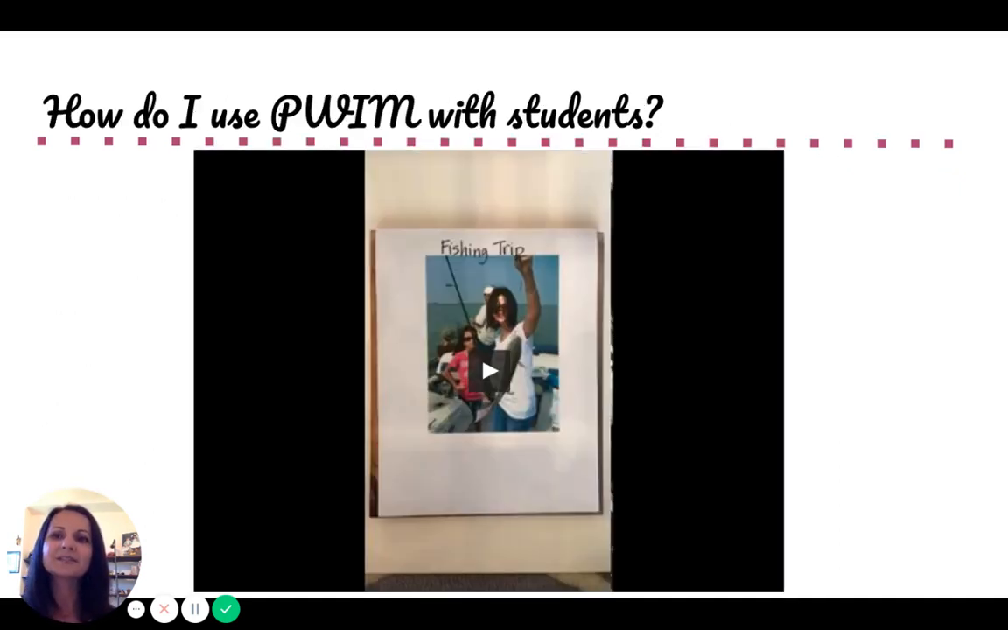So how do I use the picture word inductive model with students? Let me share with you a little sequence. I'm going to play this video and I want you to watch a demonstration. This is just a very quick demonstration of the picture word inductive model. And while this is playing, I'm going to move away from the screen for a moment.